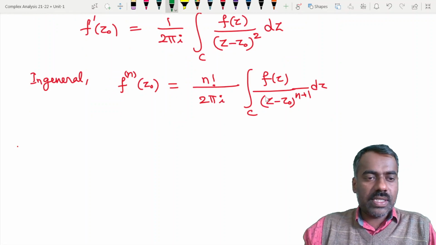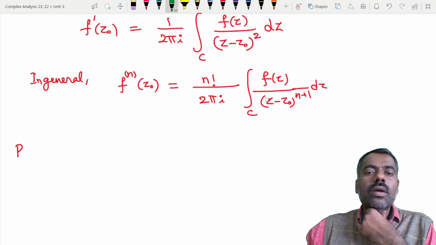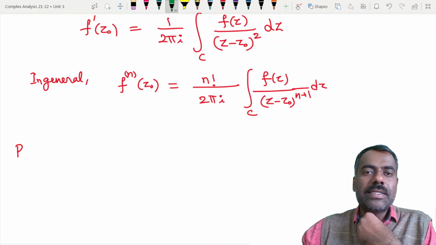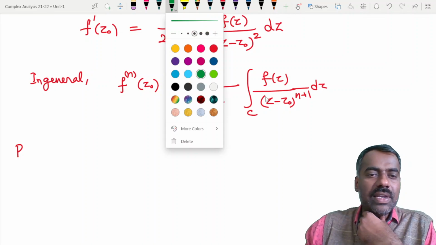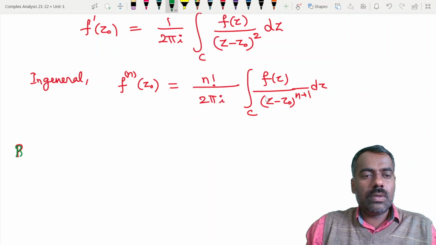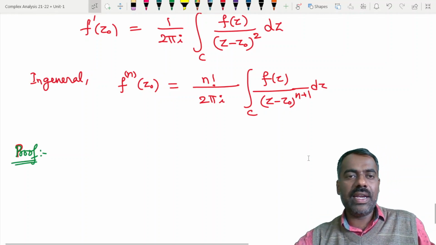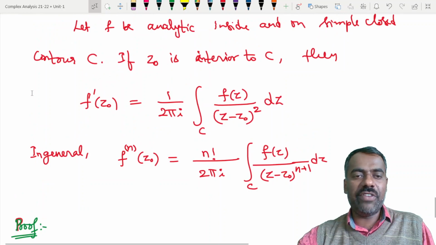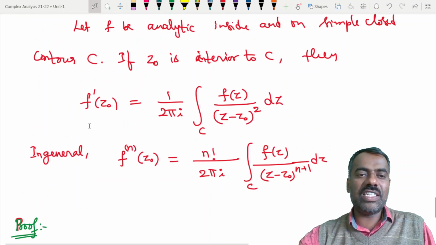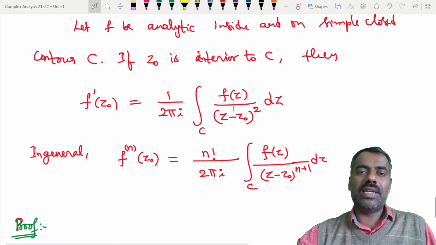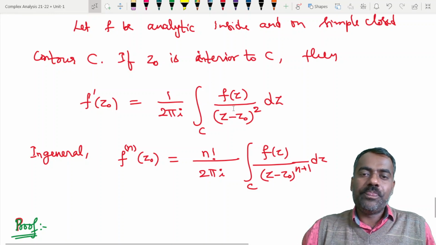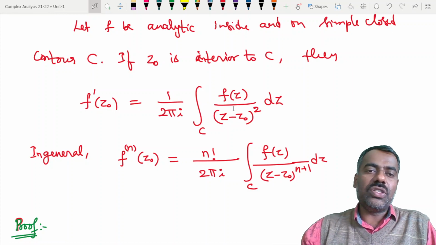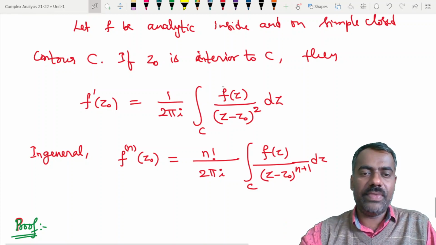So let's prove this. The proof is not a difficult one. It is simple, a basic calculation type, and it follows from Cauchy integral formula. What we want to show is that f dash of z naught is this. We know f dash of z naught is f of z minus f of z naught by z minus z naught. You take this difference and show that it is less than epsilon, or that when delta z tends to 0, this value is equal to 0. That is the idea.